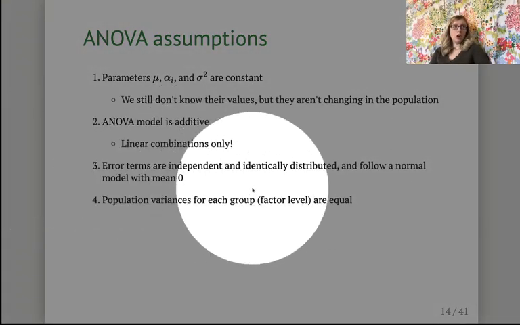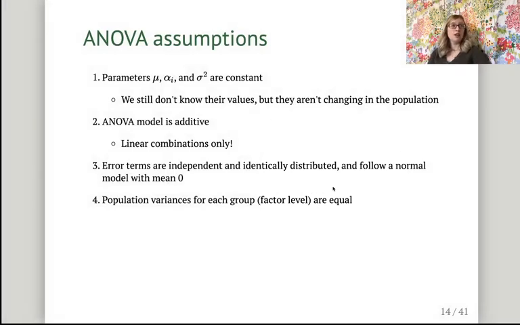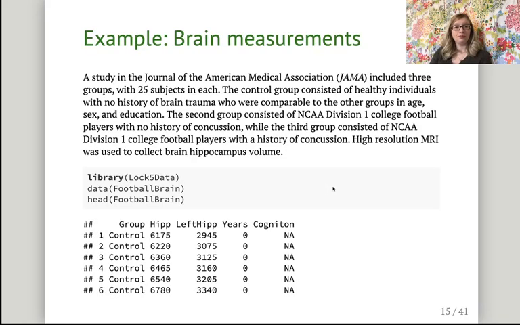So the error terms do not affect each other. They're also assumed to follow a normal model with mean 0. So some observations will have a positive error, some will have a negative error. And then finally, the population variances for each group, or the factor levels, are assumed to be equal.